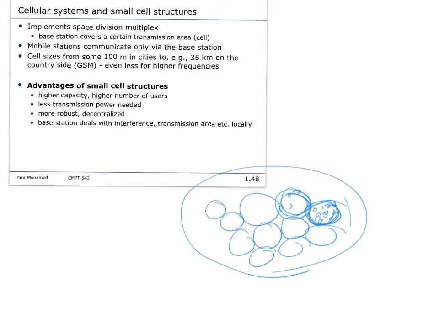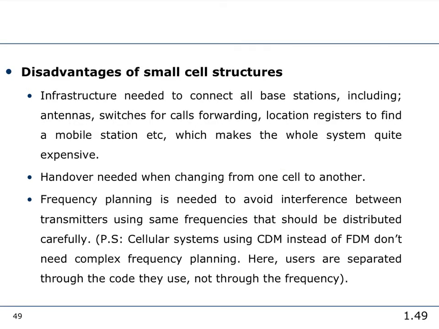Of course not. So small cell structure, if it has all these advantages, does it have any disadvantage? Of course, yes. Okay. So there are some disadvantages for the small cell structure. Of course, the infrastructure needed to connect all these base stations is more. So if you have small cell structure, then you need more base stations, which means that your hardware, your infrastructure, will be more complicated. So you need more hardware, you need more devices to have more base stations as part of your network architecture. Also, handover is needed when changing from one cell to another. So imagine one user is moving from one side of the system to the other.